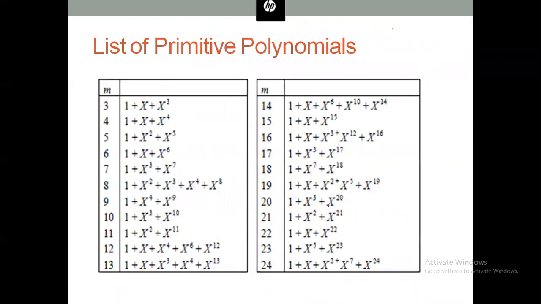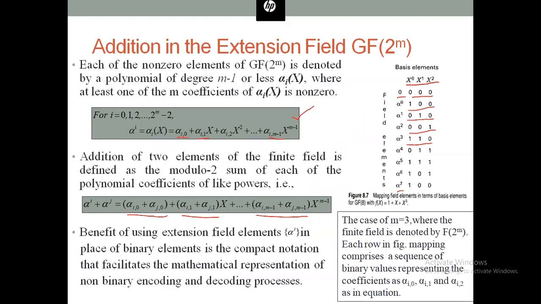So this is the list of primitive polynomials with the corresponding values of m. For m equal to 3, we have taken f of x as 1 plus x^3. From this polynomial, we draw the structure of the linear feedback shift register, and from this register, we generate the symbols of the extended Galois field.